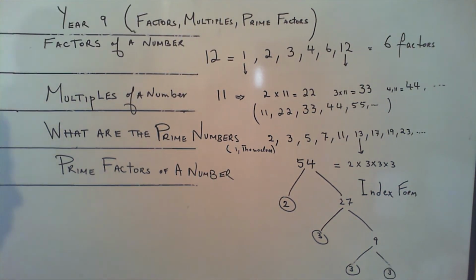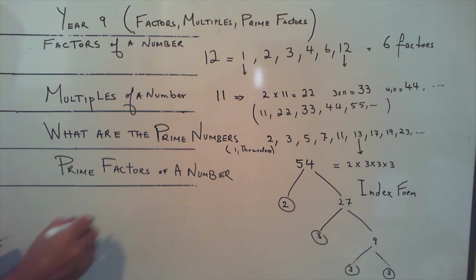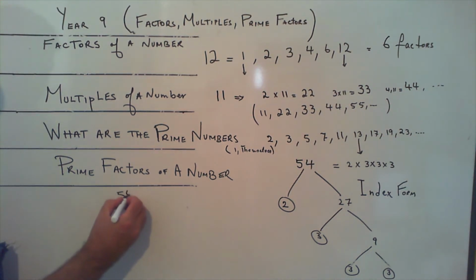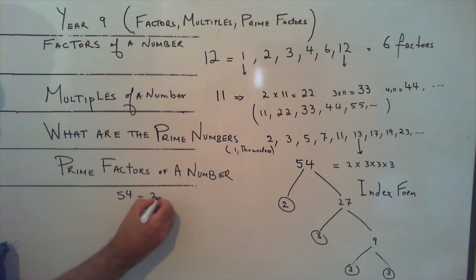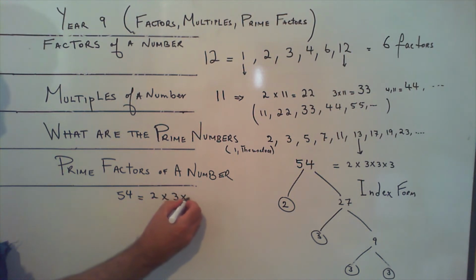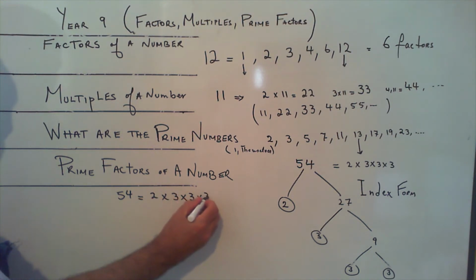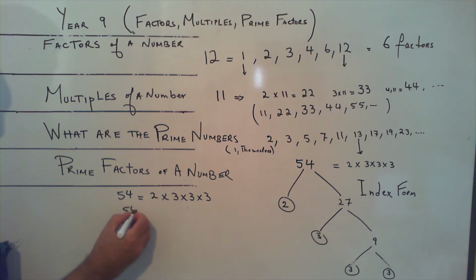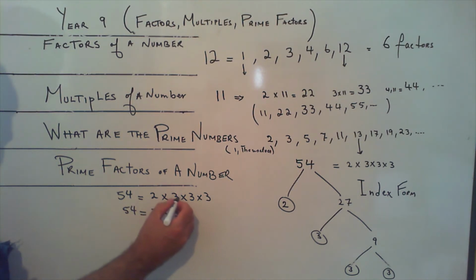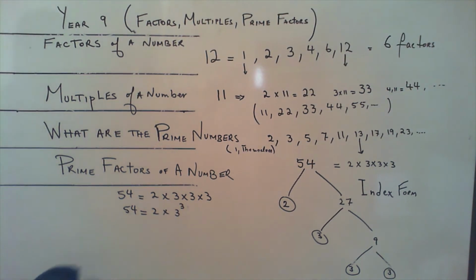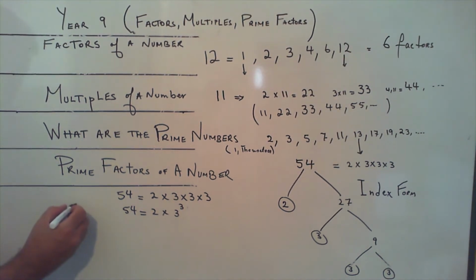If they ask you to write in index form, it means that we had 54 equals 2 times 3 times 3 times 3, and now we can write 54 in an index format. We can write it as 3 to the power of 3 because we have 3 threes. And that's the index form.